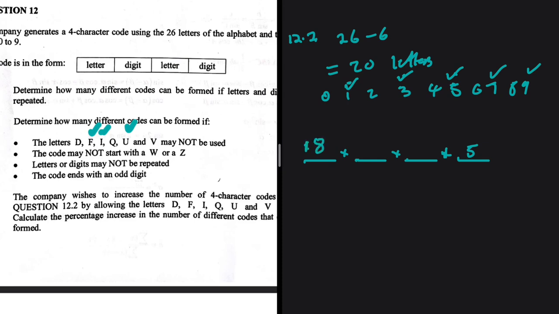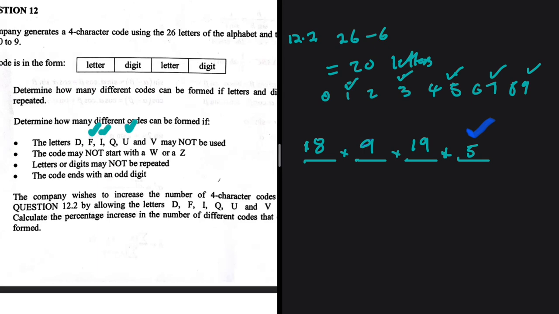And then the second spot, do we have any condition there? No, we just need a digit, right? But we have already exhausted 1 digit on the last spot. We have exhausted 1 odd digit. So of the 10, we are left with 9 here on the second spot. So there goes 9. And then on the third spot, of the 20 letters, we've already used 1 on the first spot. So we're actually left with 19 there on the third spot where we need to assign a letter.